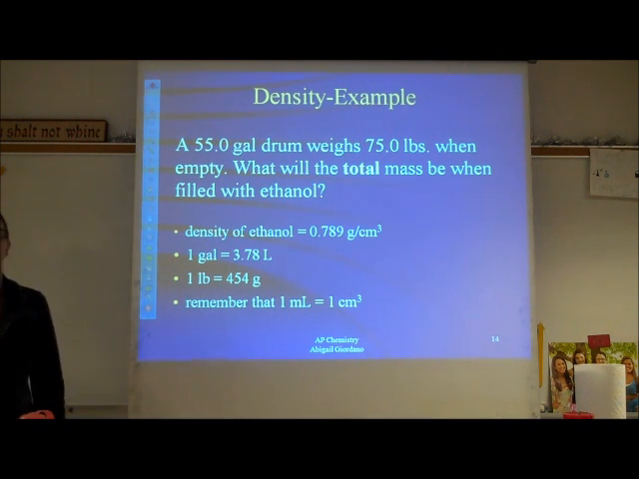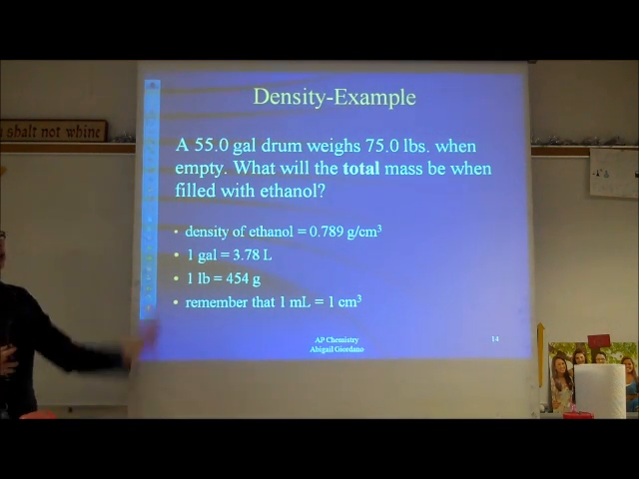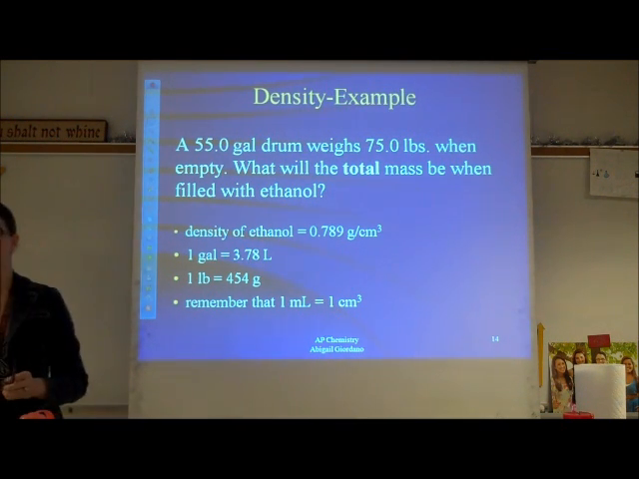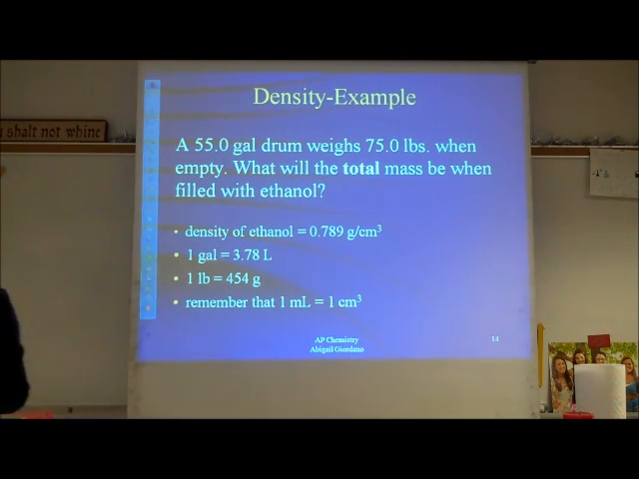The last thing I want to say before you try it on your own, your ultimate final answer is a mass. Masses are expressed in what unit? Grams. Not pounds. Okay? Pounds are weight. So you've got to find the total mass of a barrel filled with ethanol.